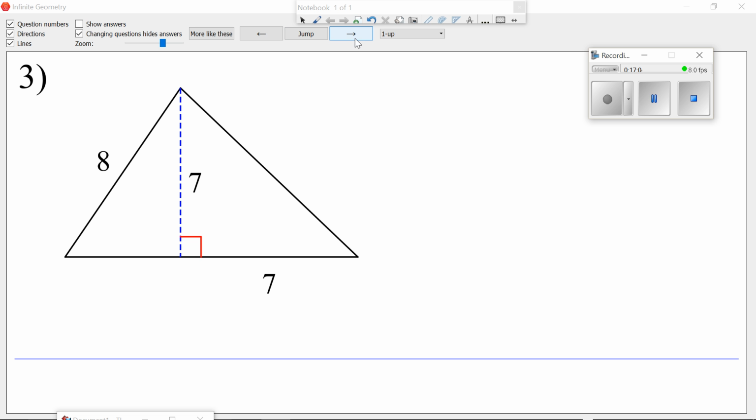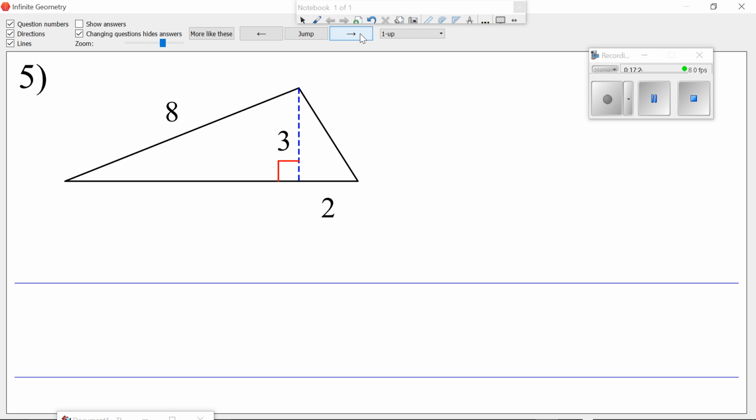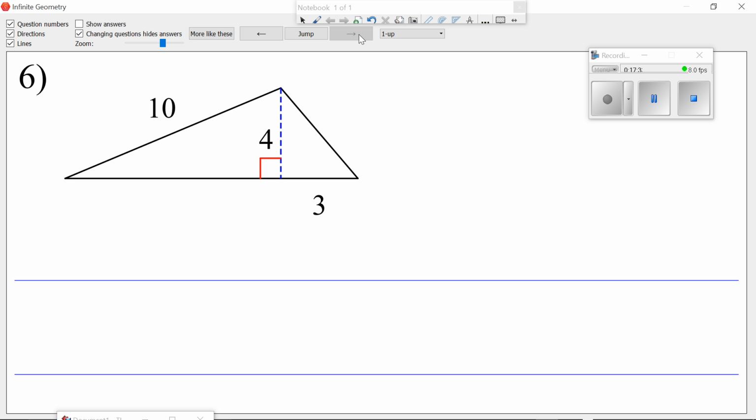So number 3, try this. Write it down. Pause. And ask me for the answer. Okay, next problem. Number 4. Try this one. Find the perimeter. Again, write your answer down. Come and check with me. Number 5. Try this one. Make sure you pause to write it down. Number 6, same thing. Round to the nearest tenth.